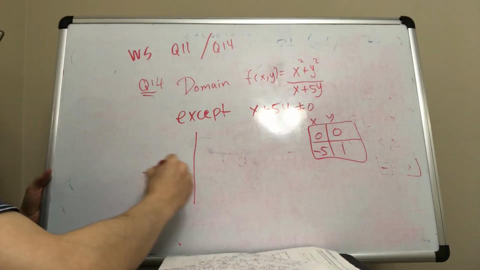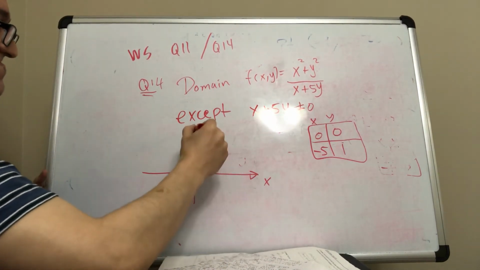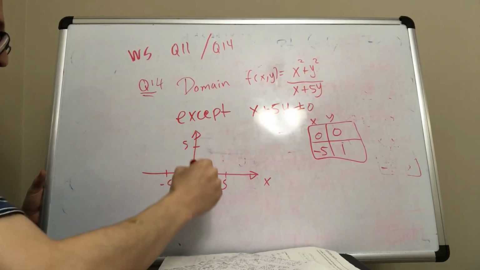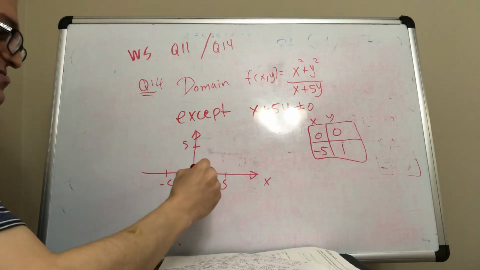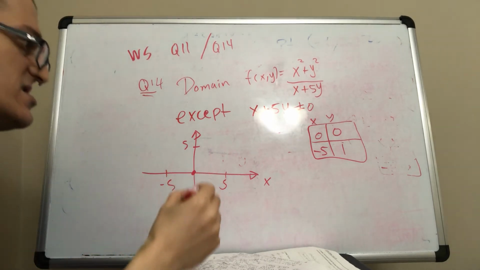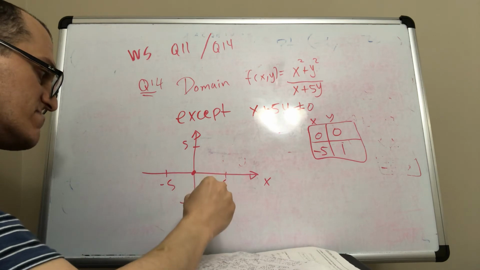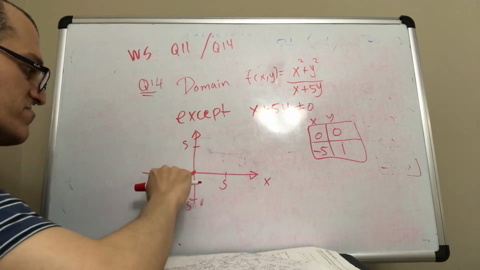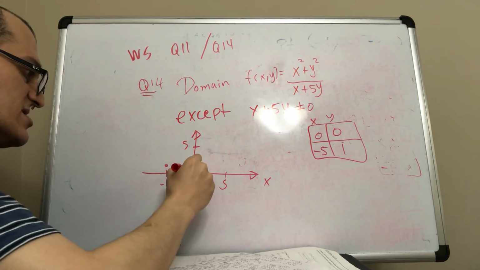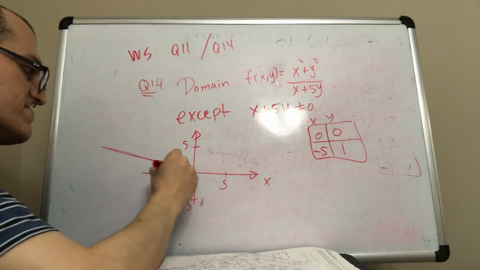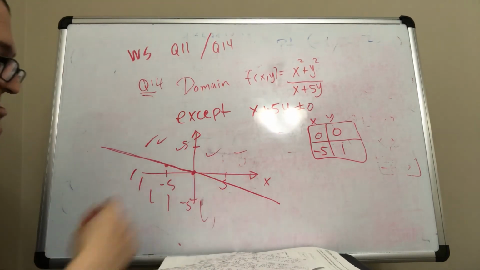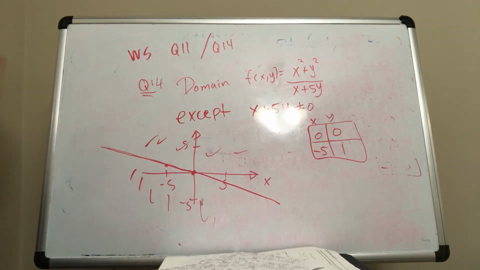So I go here, negative 5, 5, 5, negative 5. I need 0, 0. And I need the point 1, minus 5, and minus 5, 1 would be this point. This is the line that's not included. Everything else is okay. So this is the line that you're not including in the domain.